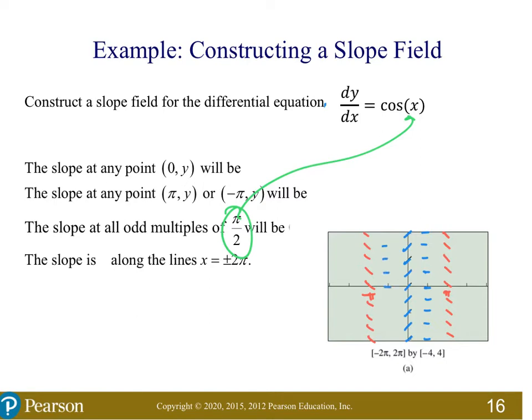and so will the other odd multiples of pi halves. They will also all have a small piece of a linearization with a slope of 0.